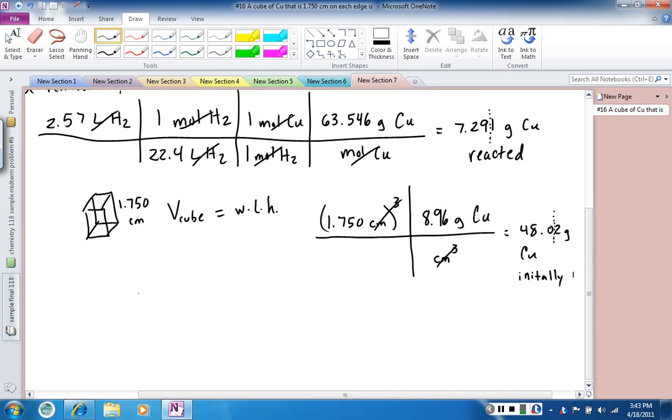So the difference to find how much copper is left over, which it asks us: 48.02 grams initially, 7.29 grams reacted. We're going to bring our line down here, our sig fig line. It's going to equal 0.7 grams.